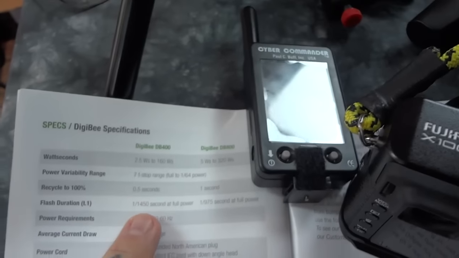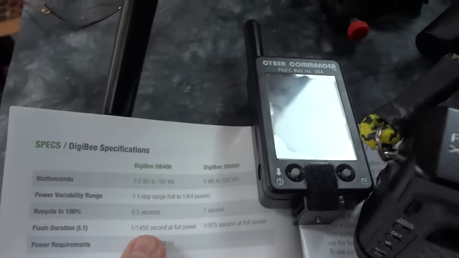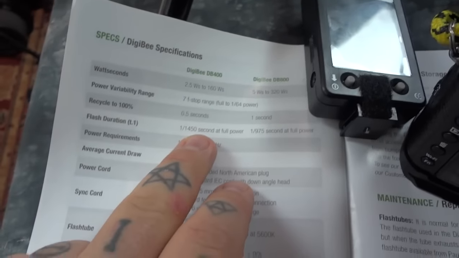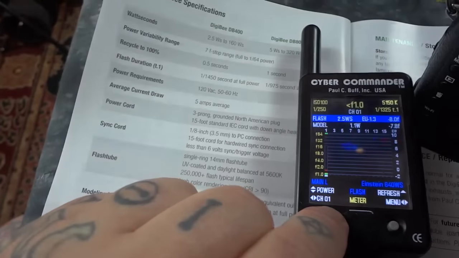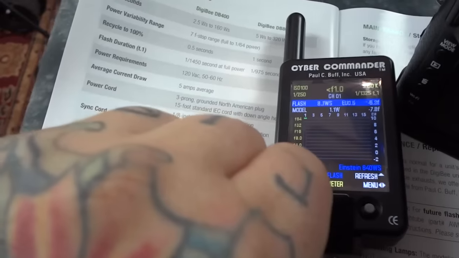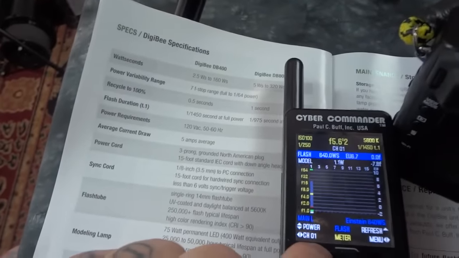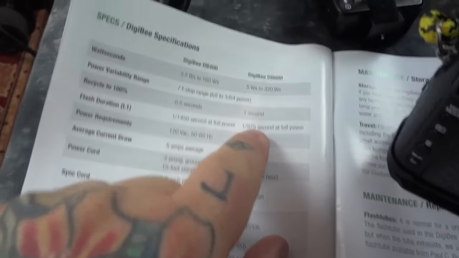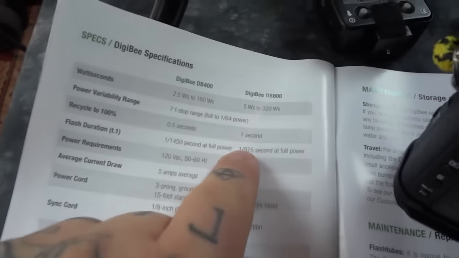Here, and this is typical, the flash duration, or T1 time, at minimum power, which is 2.5 watt seconds, is what I'm going to pulse. You see, that's not much light. That's at 1/1450th of a second. Now, I'm going to blast it at full power. Okay. That is going to be a cow of light at basically 1/1000th of a second.